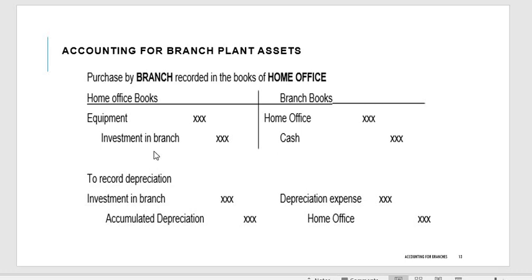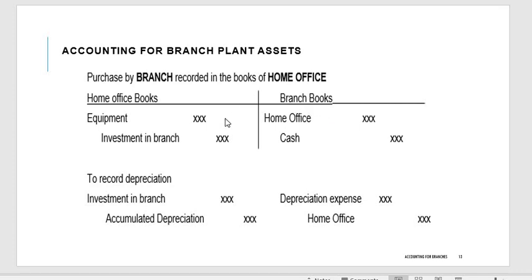home office. No? So, since si home office man ang mag-keep ng record, the home office will debit the investment, the equipment, no? Debit siya ng equipment, of course. Since this is an intercompany transaction or credit siya ng investment in branch account. So, debit siya ng equipment, credit siya ng investment in branch account. And then, di ba, ang nag-purchase kasi branch, no? Of course, may outflow, no? So, credit siya ng cash, of course, mag-debit siya ng home office, no?